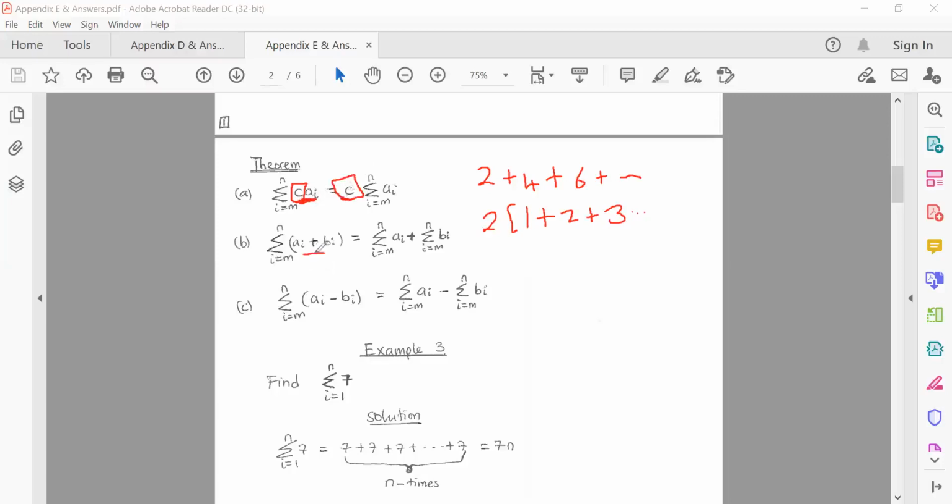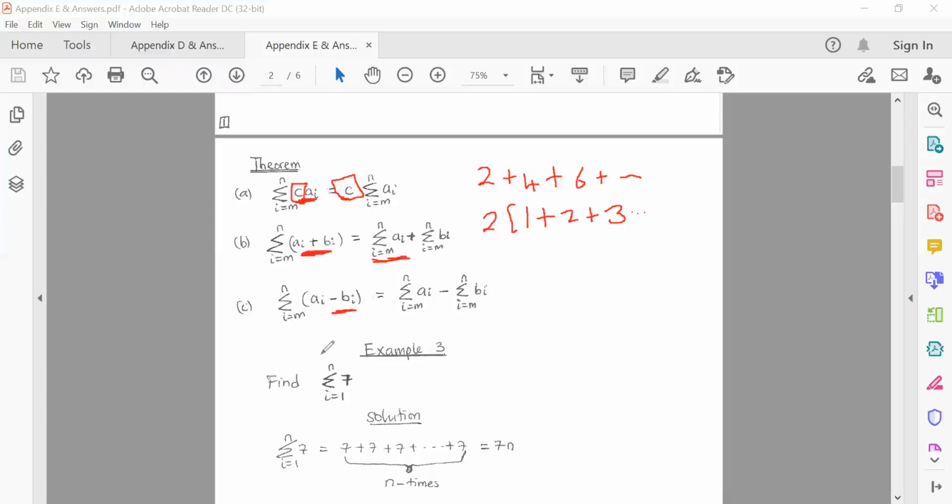And similarly, if you have the sum of 2 different terms, so if you have a sub i and b sub i, you can just split them out as well. So this is what we call the distribution rule as well. This is the sum rule, and this is the difference rule.